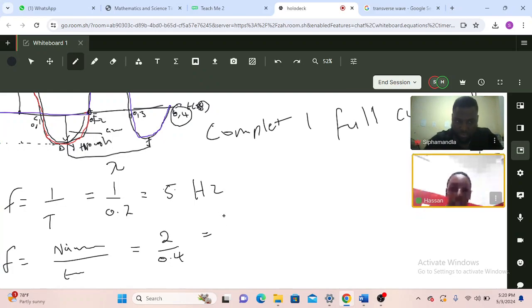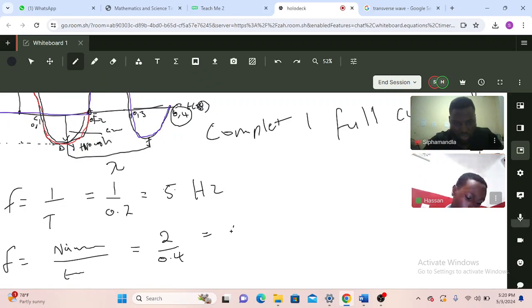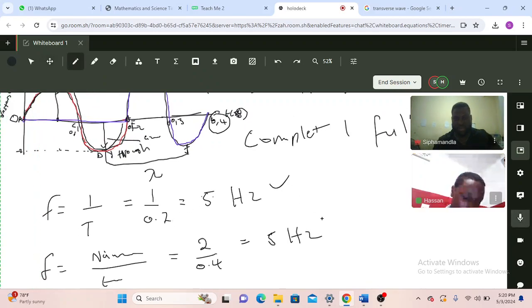So what is 2 divided by 0.4? It's equal to 5 again, so it's also 5 hertz. That's what I'm showing you, that you can use this one or you can use that one. Do you have any questions here?